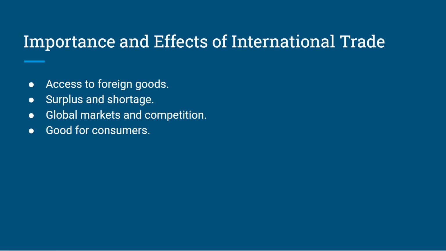The importance of international trade, it gives us access to foreign goods, so goods that we might not have in our country or we might not have as much as others, which hooks into surplus and shortage. So when countries have a surplus of goods, they can sell it off in the global market to other countries, and when they don't have enough, they can buy it from other countries. Global markets also allow for competition, which is good for consumers because in the end, it's better for us to buy from the global market than if we had to buy every product from our own market, what was being produced there.